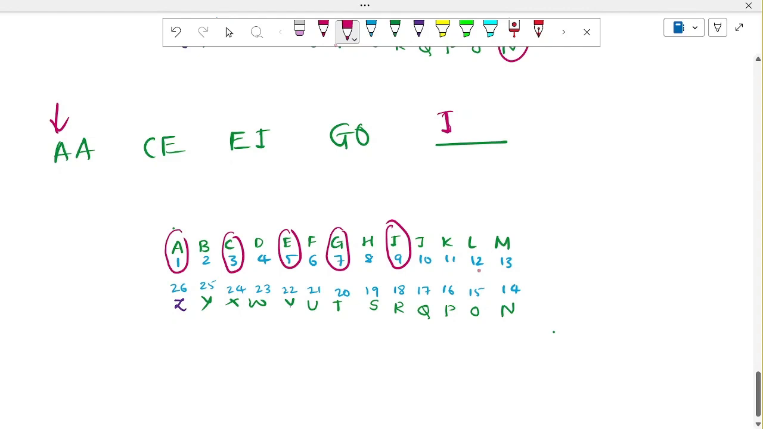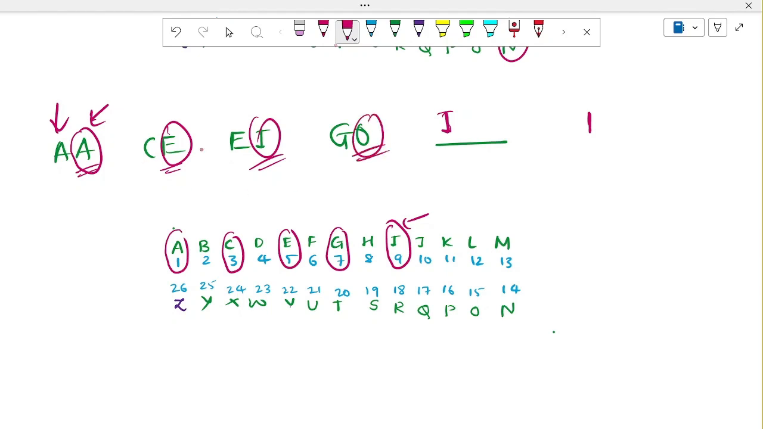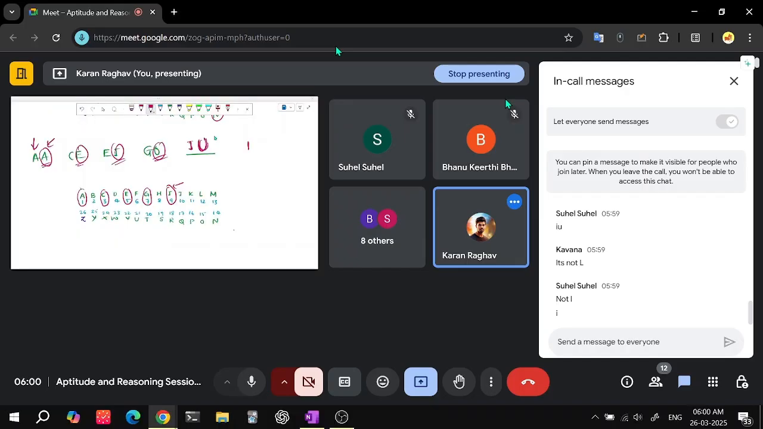It is I. Whenever you write a small I, it looks like L also. That's fine. It is I. And then next one, if you observe the second letter, A, E, I, O. So they are vowels. A, E, I, O, U. So it is I, U. And all of them have answered I, U only. Fine.